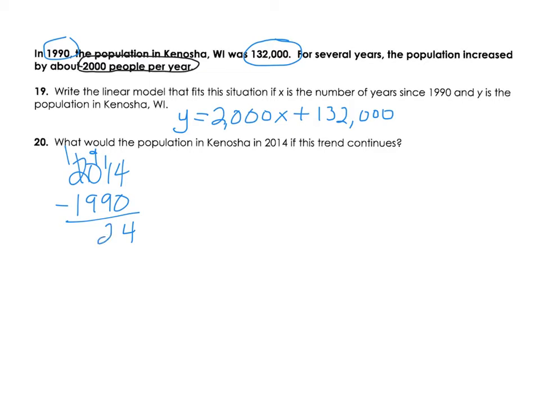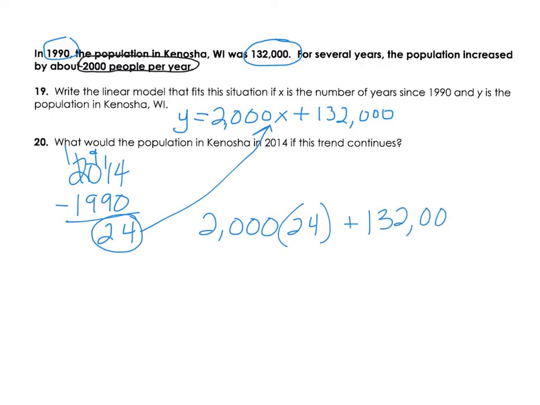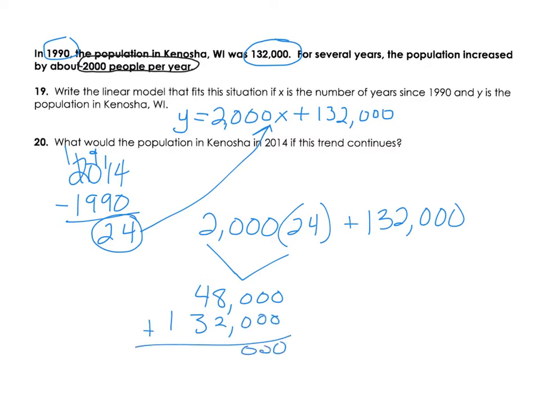So now I'm going to take 24 and I'm going to plug it in for x. So what I have here is 2,000 times 24 plus 132,000. I'm going to do this part first. 2,000 times 24 is going to be 48,000 plus 132,000. Add those together, I get 180,000.